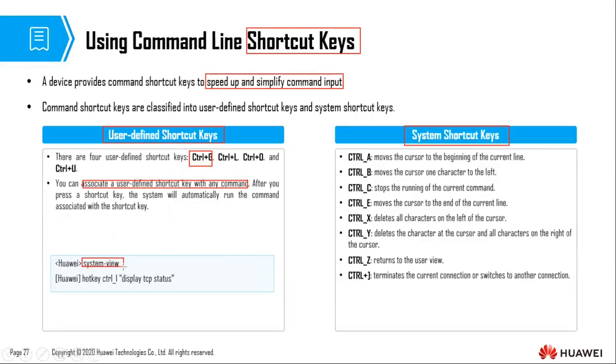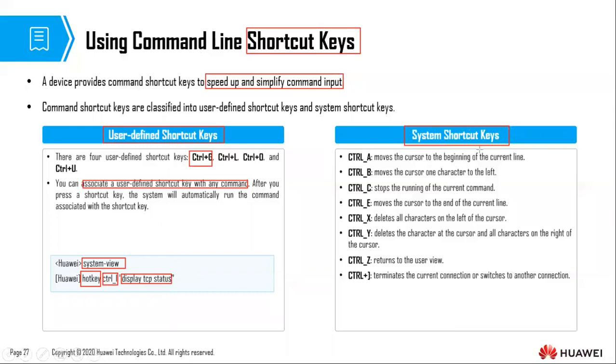To configure a shortcut key, you have to go into the system view. Then the command word is hotkey, and then you say you want to use Control L. So Control_L. Then you want that if someone presses Control L, this particular command to be executed, display TCP status. So that is why we call it a user-defined key.